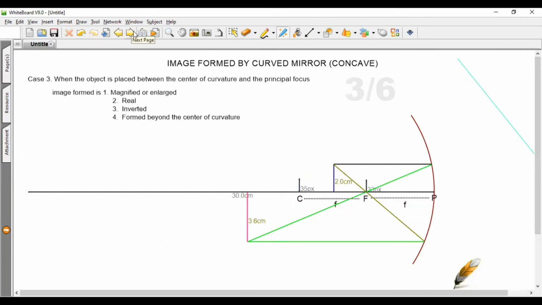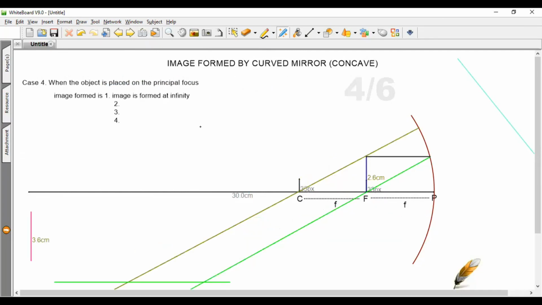Now let's move on to the next one. Okay, we say when the object is placed between the center of curvature and the principal focus. This is the object. You can see the image being formed there. The object is 2 centimeter. The image is 3.6. That is magnified or enlarged. It is real, it is inverted, and formed beyond the center of curvature. This is center of curvature, and the image is being formed there beyond the center of curvature.